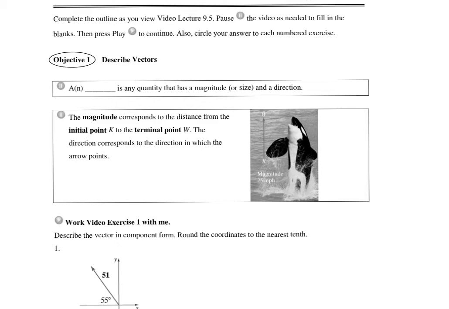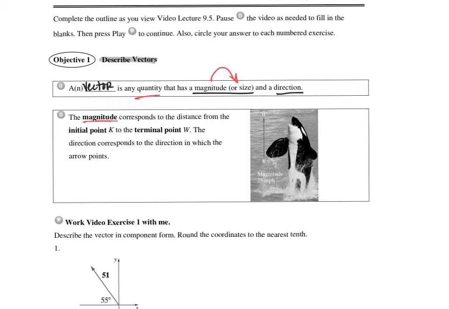All right, we are going to get started with our lesson on vectors. So our first objective today is to actually learn what a vector is and describe a vector. A vector is any quantity that has a magnitude and a direction. Okay, so magnitude is size. So a vector is a quantity that has a size and direction.